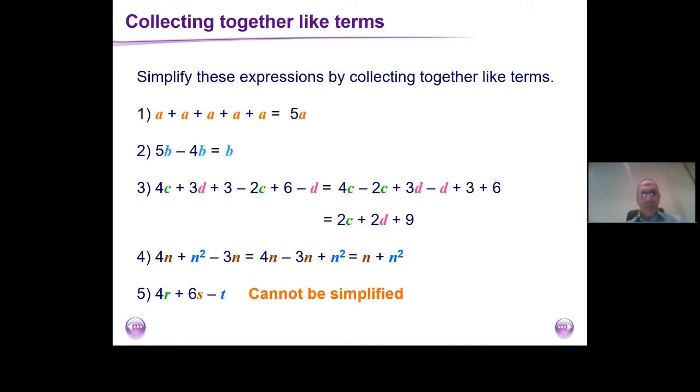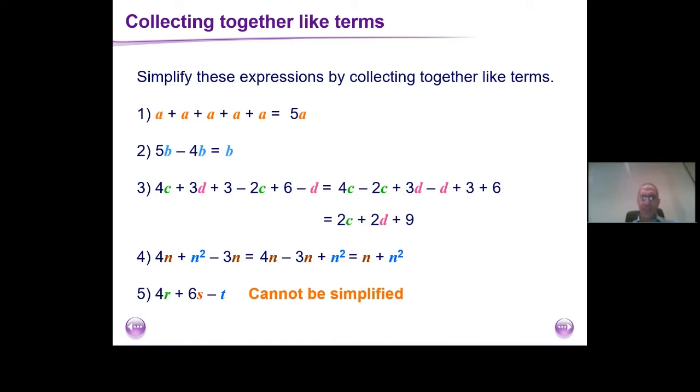For the third example, you have 4c plus 3d plus 3 minus 2c plus 6 minus d. Now you have two like terms here in 4c and minus 2c, so they will equal 2c. 3d and minus d, those are the two like terms there. And then you have the whole numbers 3 and 6, which don't have any letters, so they're also like terms. When you put them together, you have 4c minus 2c, which is 2c, 3d minus d, which is 2d, and 3 plus 6, which is 9.